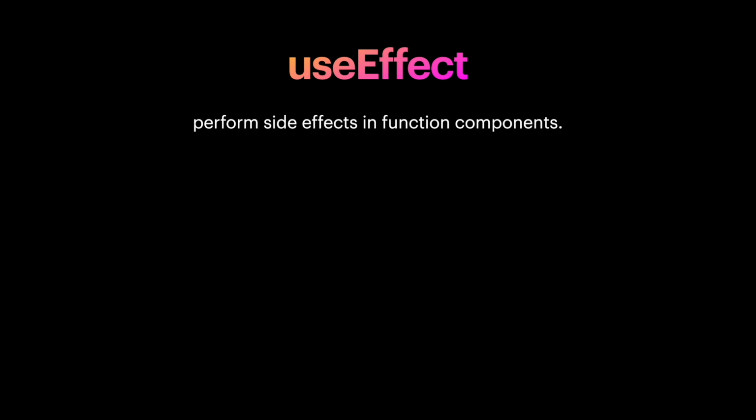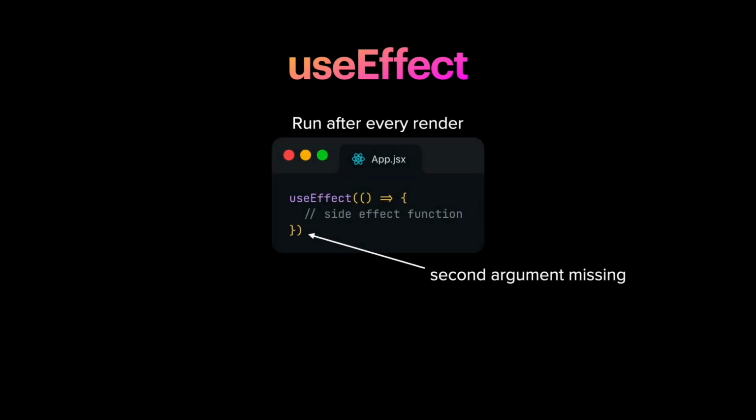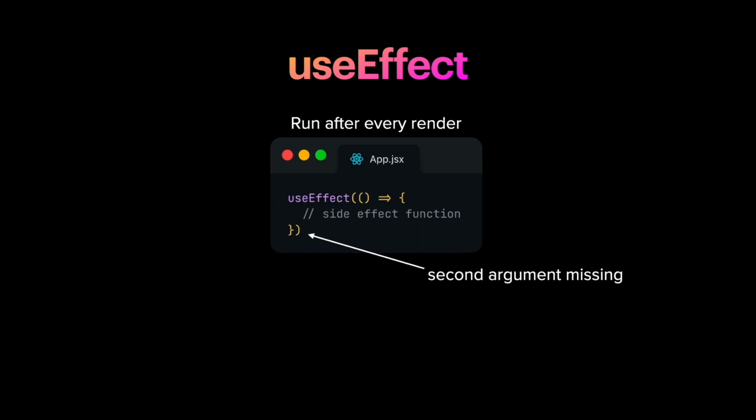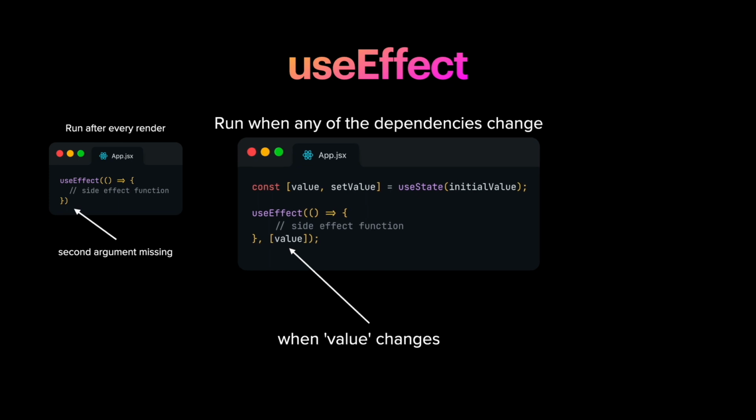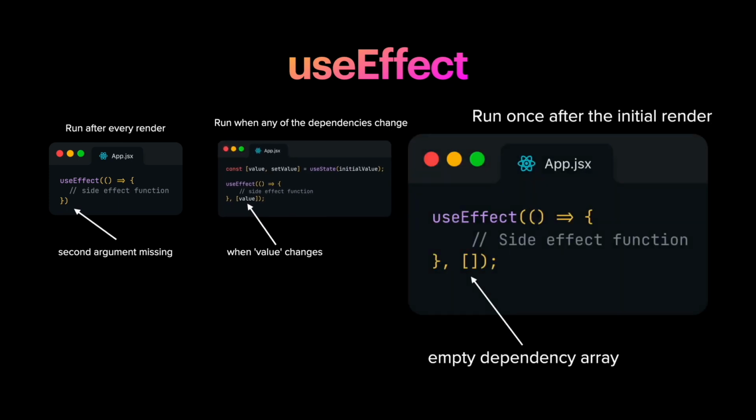Before moving ahead, let's recall what useEffect in React is. useEffect allows you to perform side effects in components. It takes two arguments, a function and an optional dependency array. If you do not provide the second argument, the side effect function will run on every render and re-render of the component. If you specify a dependency, it will run when the dependency changes. And if you pass an empty array, it will only run once after the initial render.